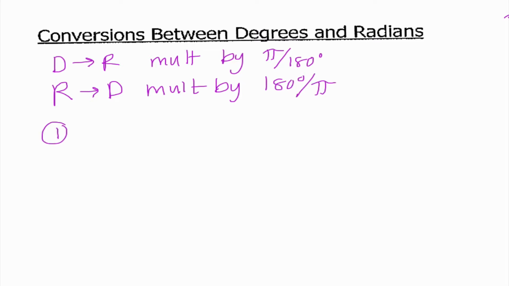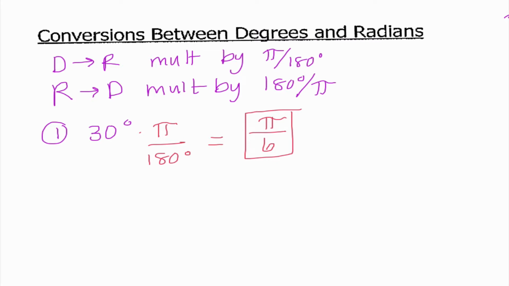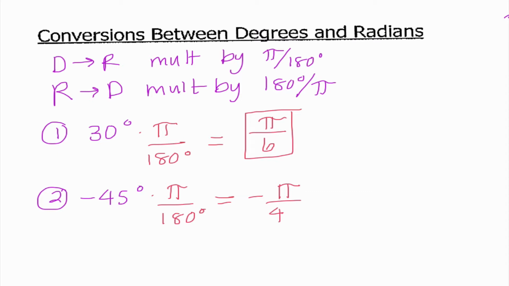So let's do some here. Let's say we had 30 degrees. So I would multiply here by pi over 180 degrees. When I simplify this fraction, I know 30 goes into 180 6 times, so my answer would be pi over 6. If we had negative 45 degrees, I would multiply by pi over 180. When I simplify this, I know 45 goes into 180 4 times, so I get negative pi over 4.